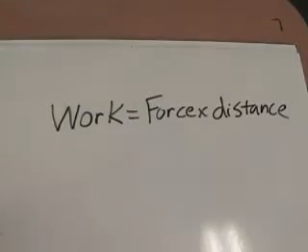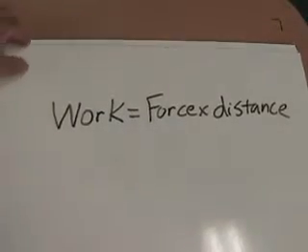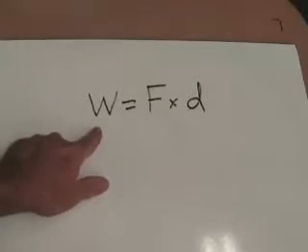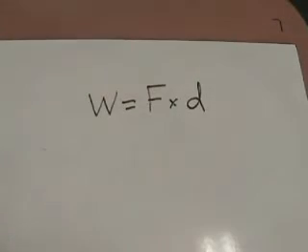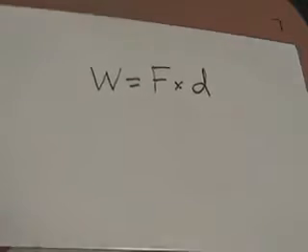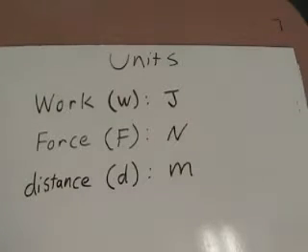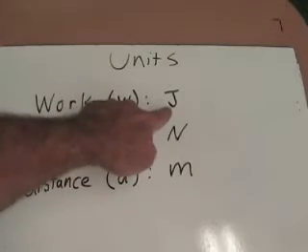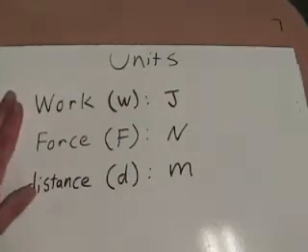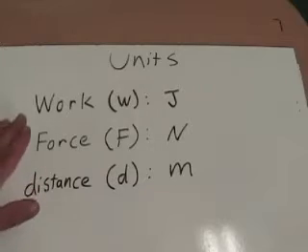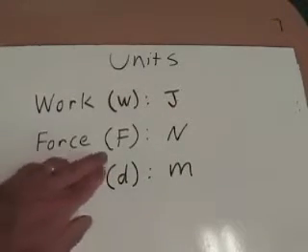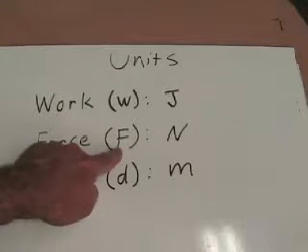Force times distance can be written in equation form this way. Work equals force times distance. Let's take a look at the units. Work, which is symbolized with a W, is measured in units of joules. Now it's important to keep in mind that any energy transferred to or from an object is work and can be measured in joules.